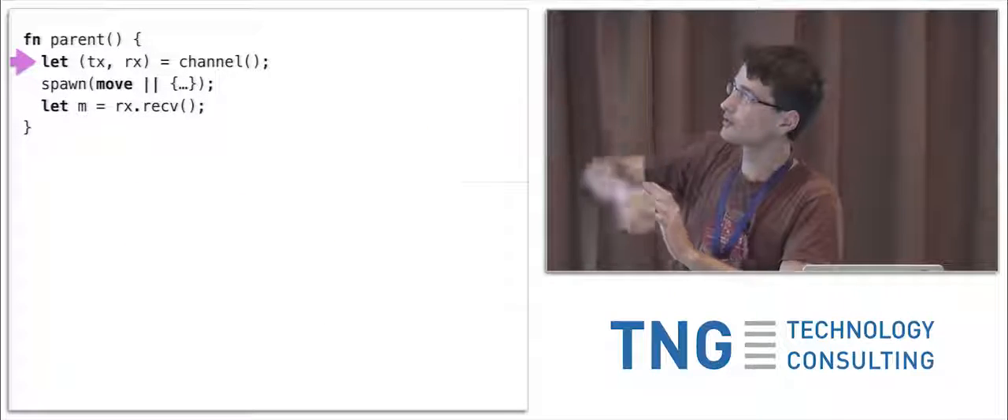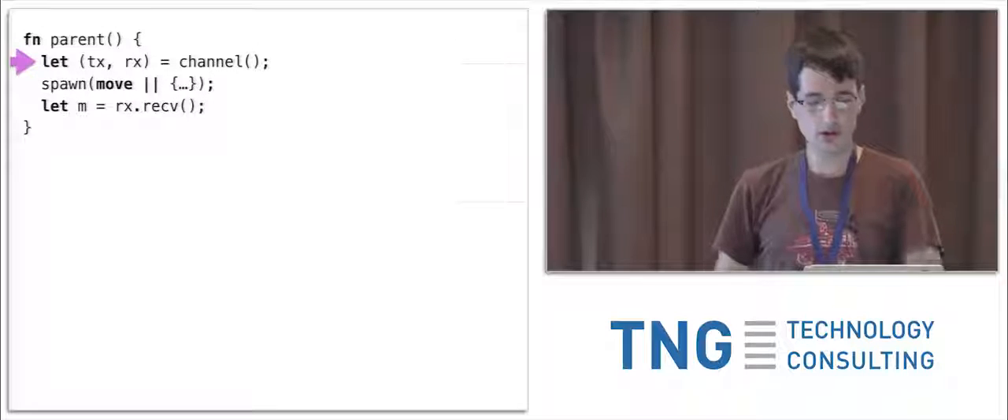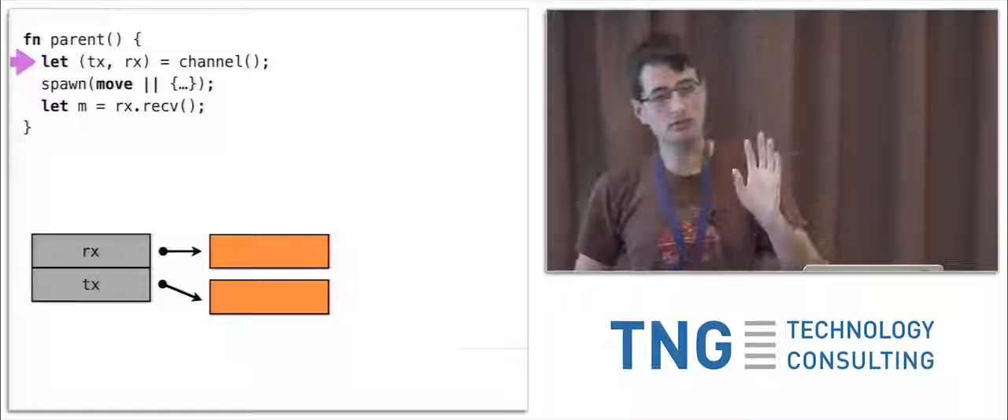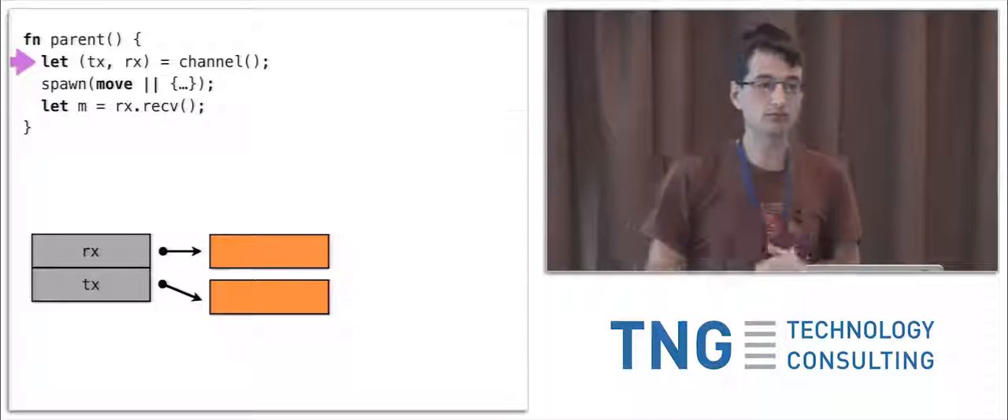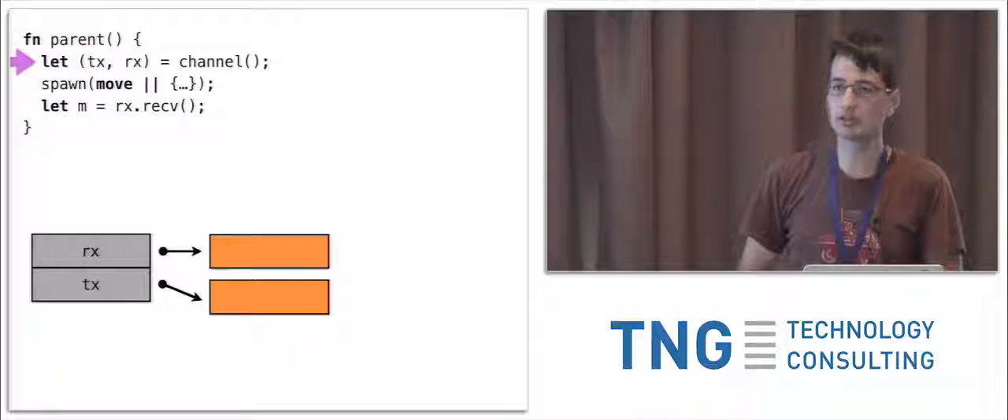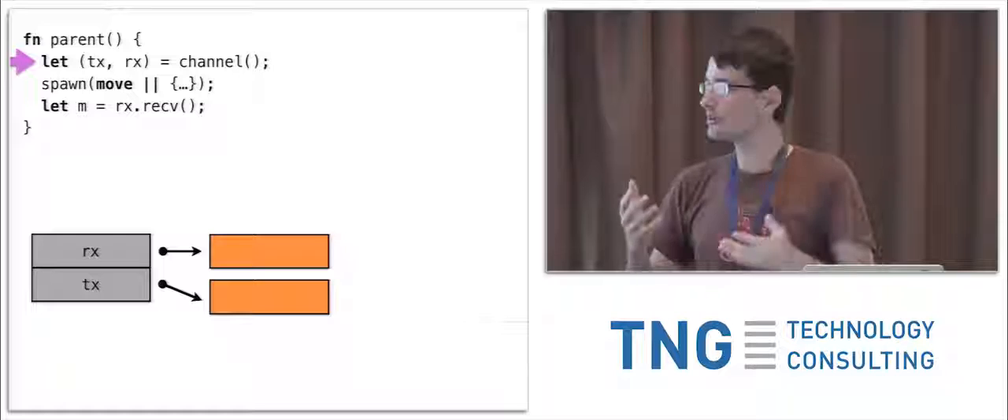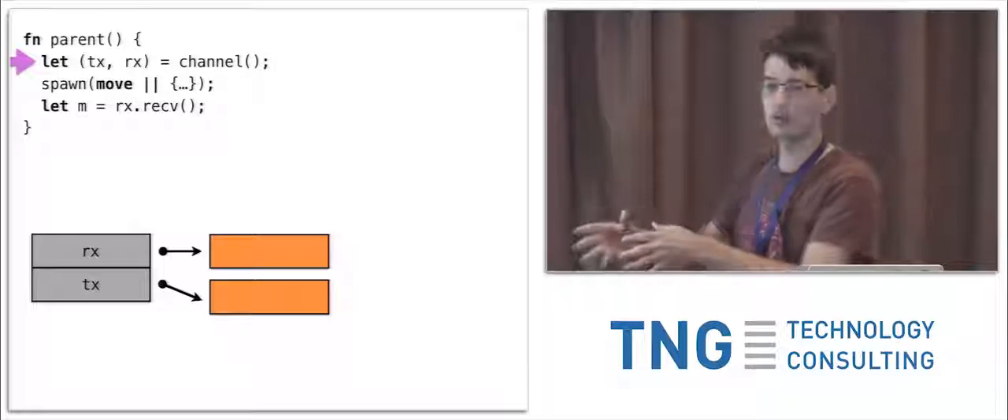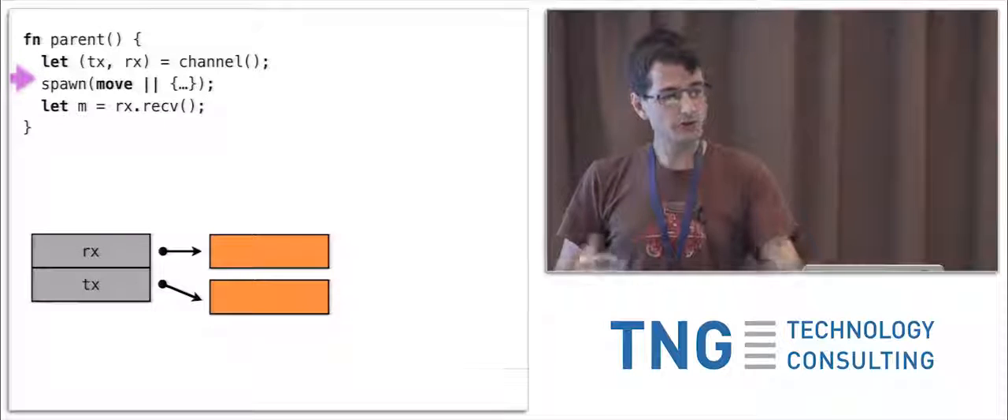We have this parent function where the first thing it's going to do is create a channel. This is just a function in the standard library. What that's going to do is create a transmission endpoint and a receiving endpoint. You send messages on the transmission endpoint and then receive them on the receiving end. This might seem weird: when I created one channel, why am I getting two things out?